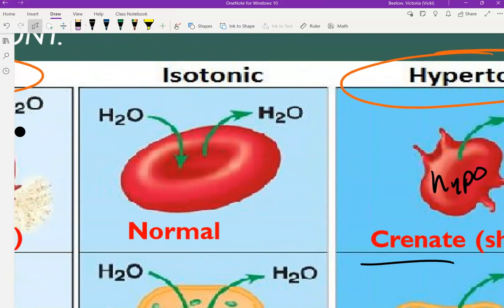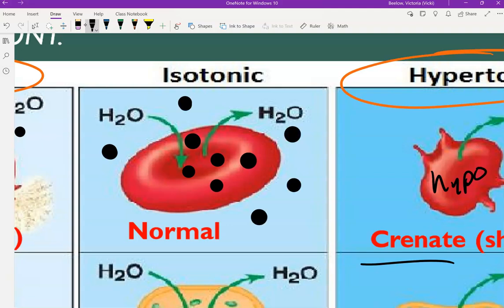Most of the time, if you go to a hospital, you would get an isotonic IV because that means the solute is the same inside and outside of your cells. So like 1, 2, 3, 4, 5, 1, 2, 3, 4, 5. Water doesn't have a preference to move anywhere. It's going to just continuously move in and out of your cells at an equal rate. This is a normal condition.